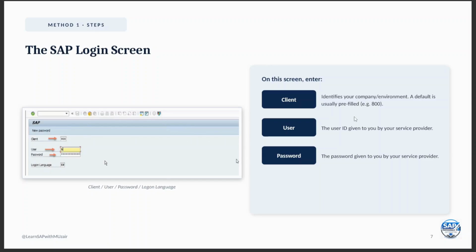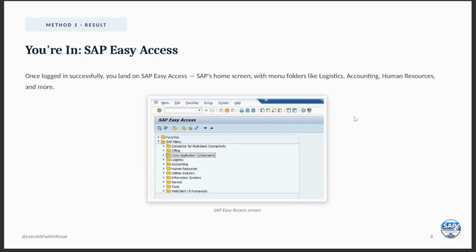Okay, and later on, you are in the SAP Easy Access system. Once you have logged in successfully, you will land on a screen called SAP Easy Access, which you can see right here. This is basically SAP's home screen. You will see a menu of folders like logistics, accounting, human resources, and more.